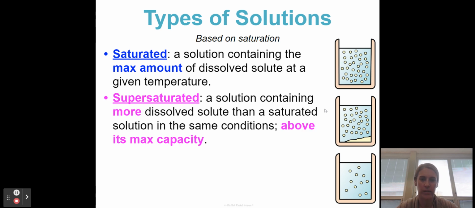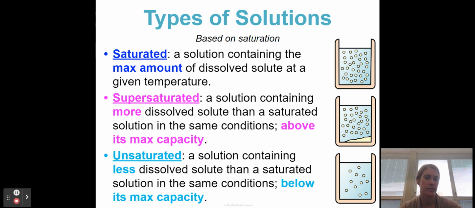Supersaturated is kind of cool because it's a very temporary, unstable state. Super means above saturation, so it contains more dissolved solute than a saturated solution in the same conditions. What will often happen is if you heat it to a very high temperature, more solute will dissolve. Then when you let it cool and you disturb it a little bit, it'll crystallize. When it comes back out as crystals, it's saturated again. And then lastly, unsaturated just means we can put more in. So it's below its max capacity.